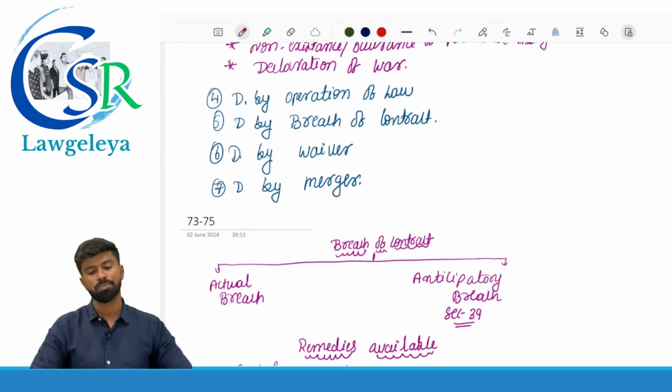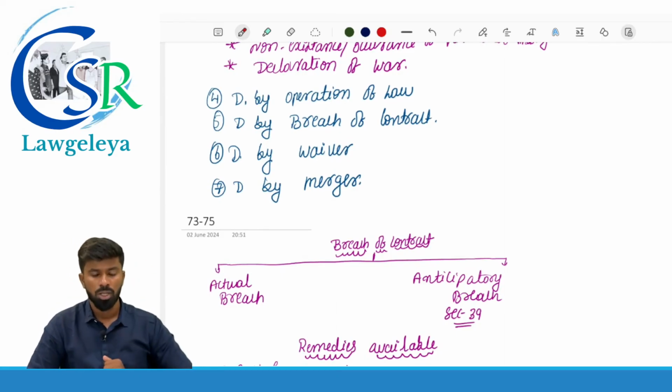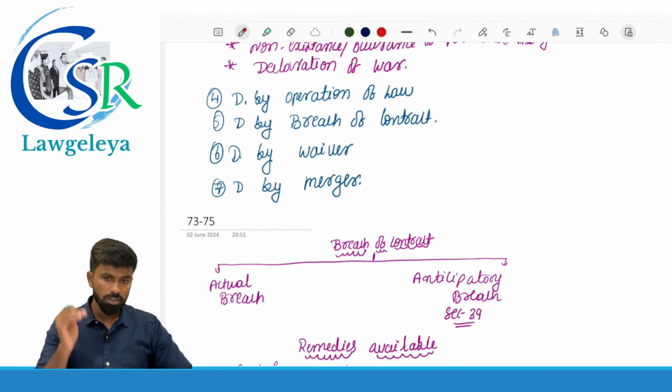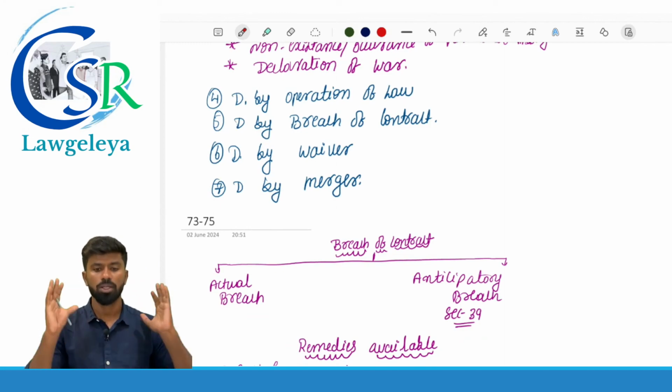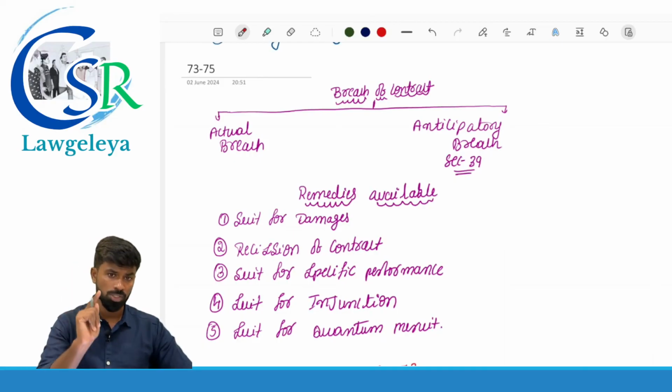Next one, by merger, when a contract giving the inferior rights gets merged with a contract giving a superior right, which contract comes to an end? Contract giving the inferior right comes to an end. Breach of contract, section number 39. Keep this in mind, whenever there is a question about breach of contract, you should write section number 37 as well as section number what?